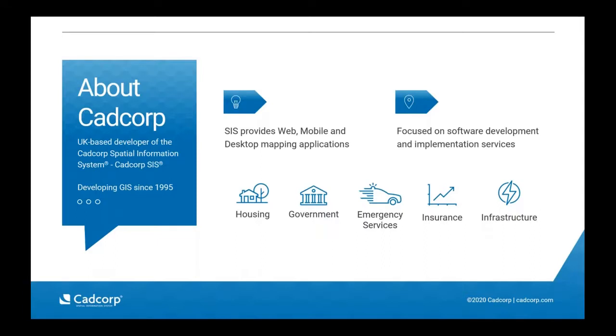The Cadcorp SIS technology is a web, mobile, and desktop mapping application, essentially. The desktop is a geographical information system, and then we've got web and mobile mapping applications, which we'll talk a little bit more about later on as well. We focus on creating these applications and implementing them for our customers in the UK.